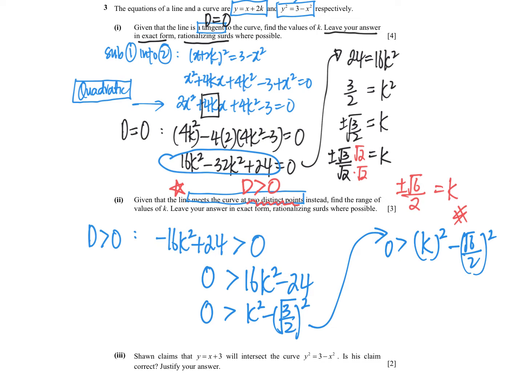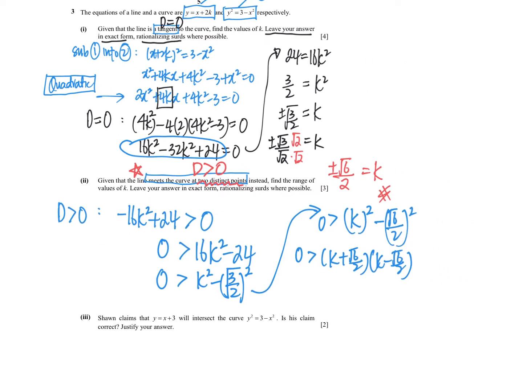Okay, why I do this is so that I can factorize this as a plus b, a minus b, which is what I need before I can solve a quadratic inequality. So, I know that this one can be rationalized this way. Now, I can factorize it as k plus root 6 over 2, k minus root 6 over 2. Okay, then which k are you solving for? A new k.